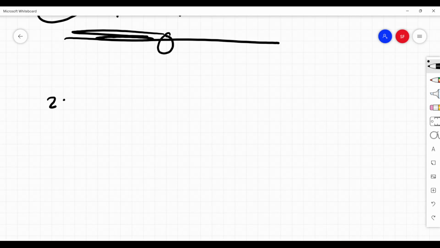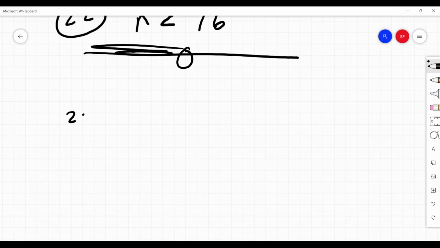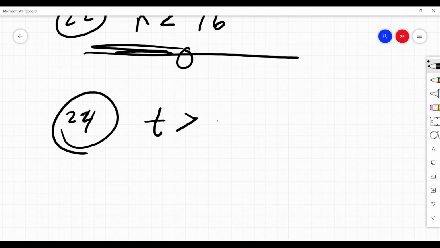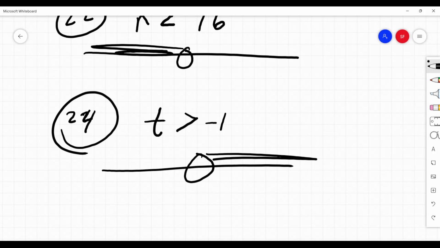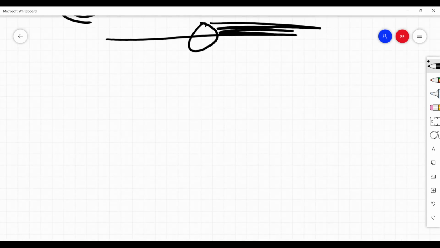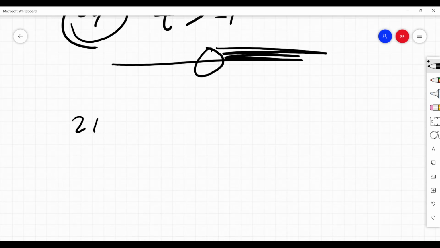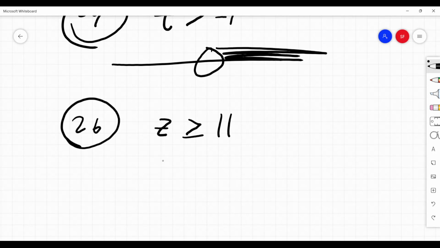Number 24. You end up with T is greater than -1, and the graph would be an open circle shaded to the right. 26 is Z is greater than or equal to 11, and you end up with a closed circle shaded to the right.